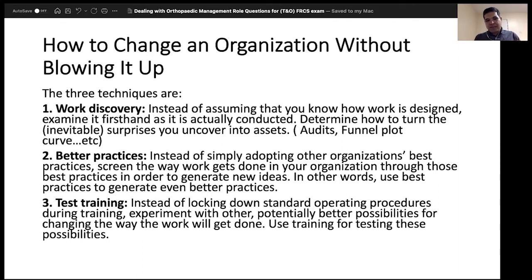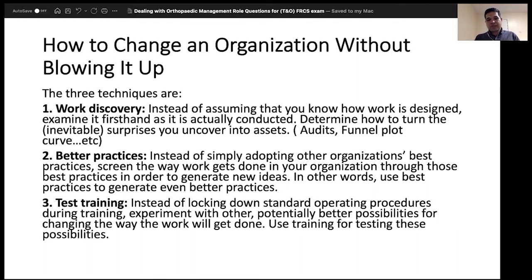The second technique, which is the better practice, is that instead of simply adopting other organizations' best practice, screen the way they work, see what others do, and try to implement it and generate new ideas. So why not write the new guidelines for anything yourself? Why not? You can even change or amend the guideline by yourself. That's part of your role.